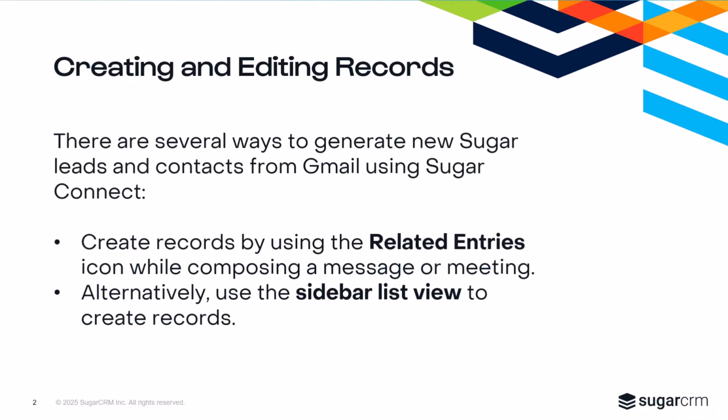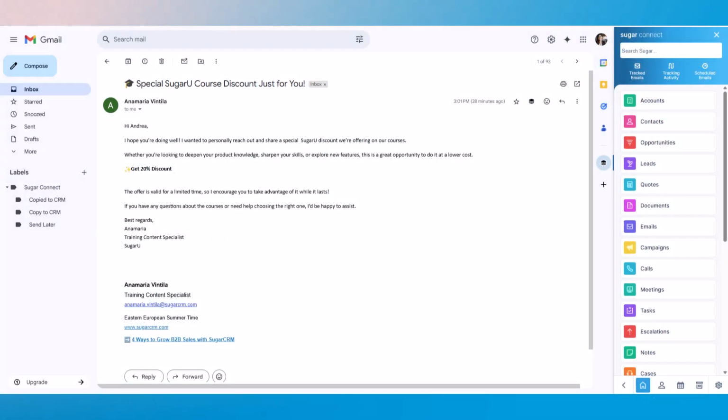Creating and editing records. There are several ways to create new Sugar leads and contacts from Gmail using Sugar Connect. You can create records via the Related Entries icon when composing a message or meeting, or through the sidebar list view. Let's begin by creating a new record using the Related Entries icon.